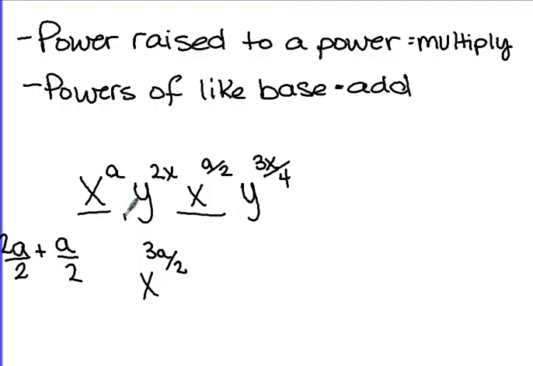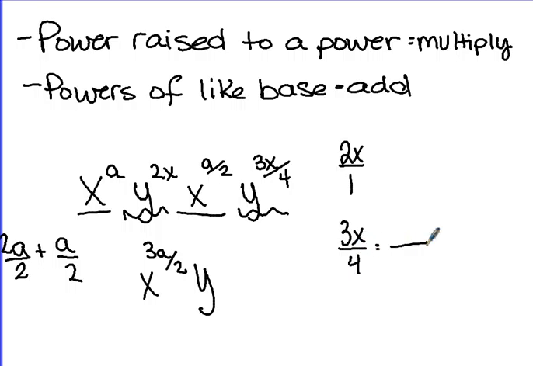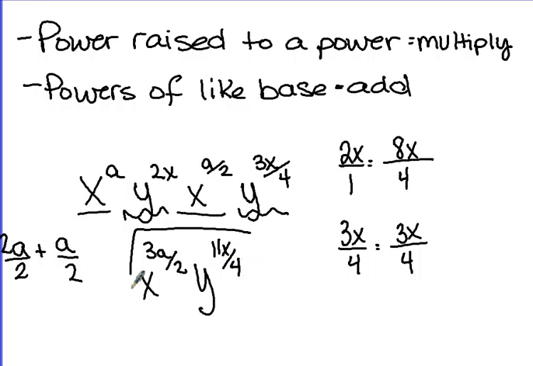Let's look at the y terms. We have y to the 2x and y to the 3x over 4. So again, we are adding our powers. So we have 2x over 1, and we're adding that to 3x over 4. Common denominator in this case is going to be 4. 1 times 4 gave me 4, so 4 times 2x gives me 8x. And again, we're just going to combine like terms. 8x plus 3x gives me 11x over 4. And we have simplified, and that is our final solution. So the only difference is we're doing this with variables instead of numbers, which can tend to get a little trickier.